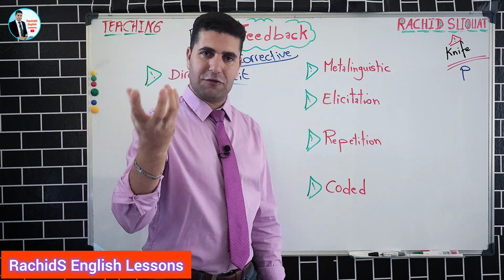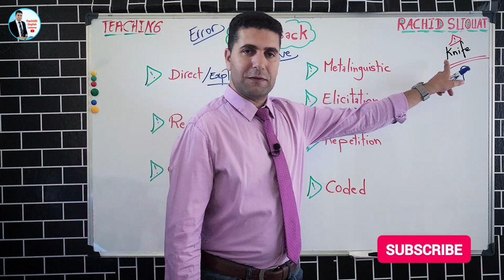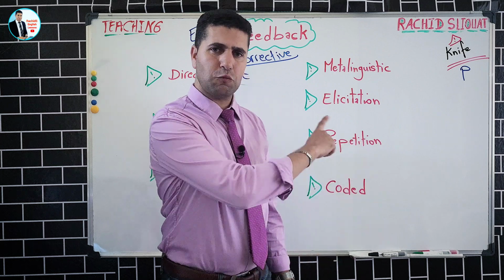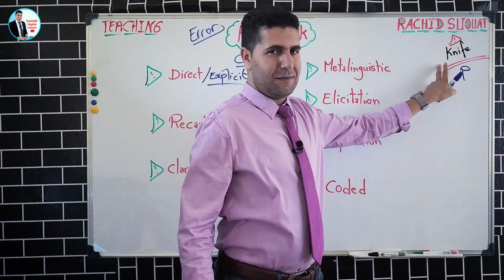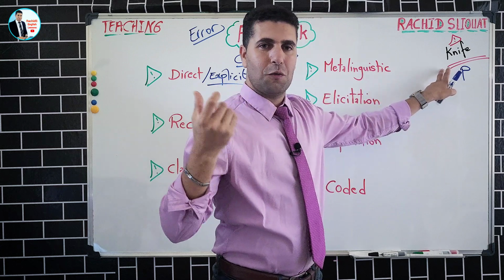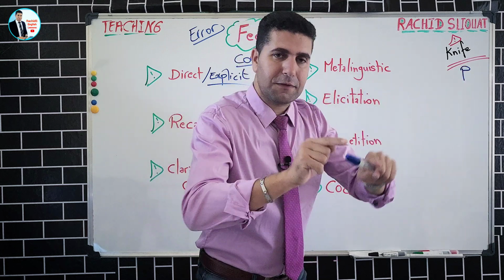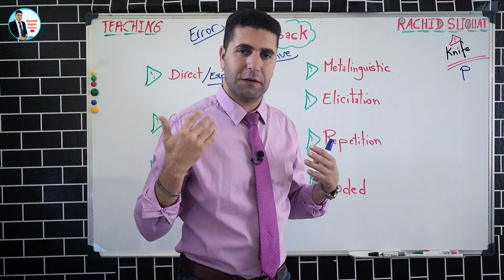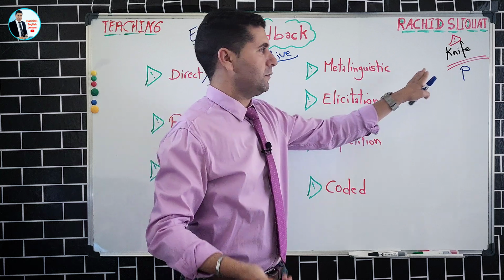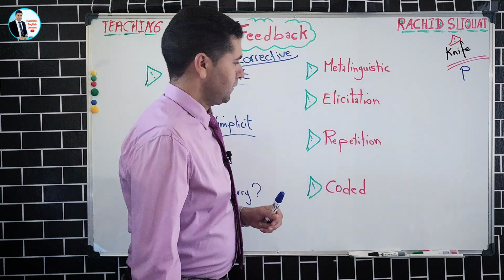Elicitation. Elicitation is when you elicit from a student. For example, if a student pronounces this as "knife", you say, how do we pronounce this? This is not correct. How do we pronounce this? Here you are going to elicit, and for sure one of the students will pronounce it correctly, or the student who committed the error might pronounce it correctly. So this is what we mean by eliciting. How do we say that? This is how we elicit from students.